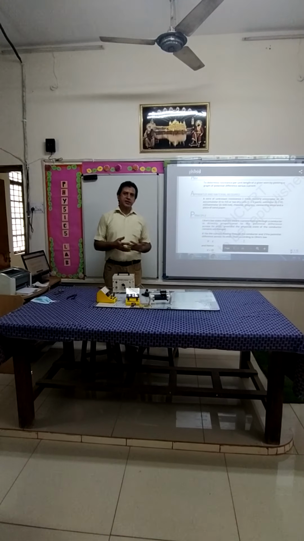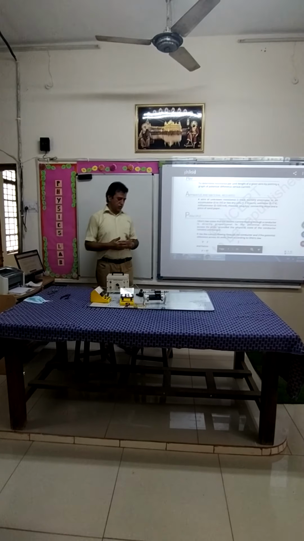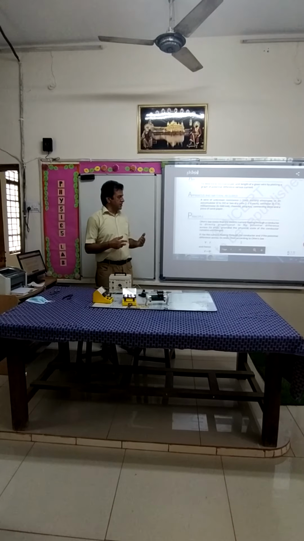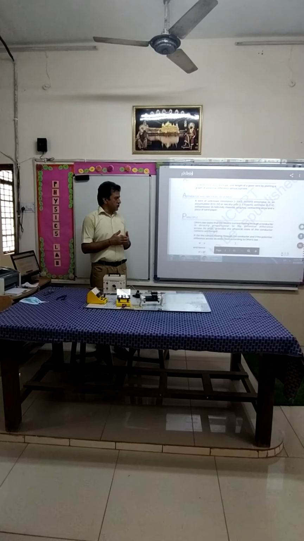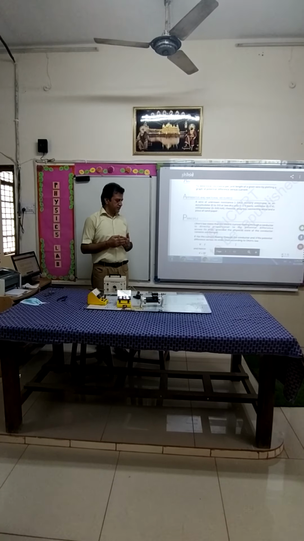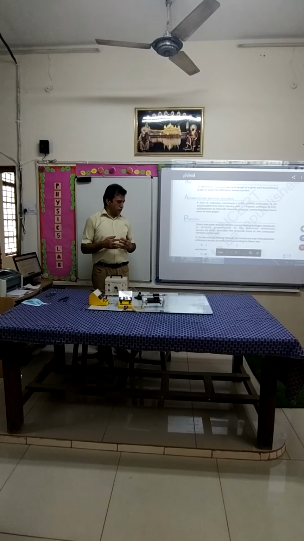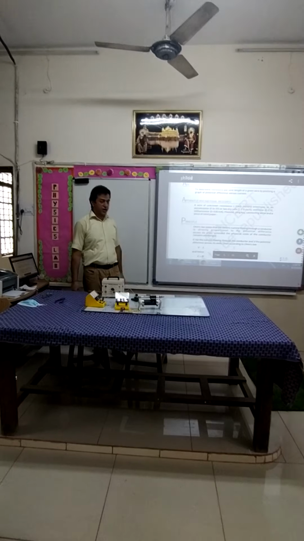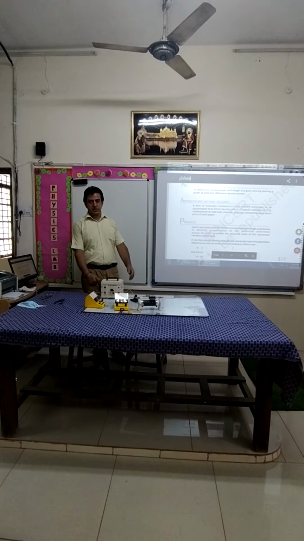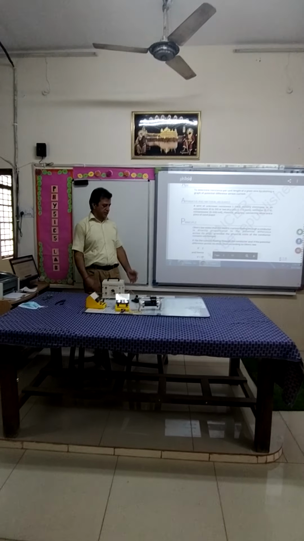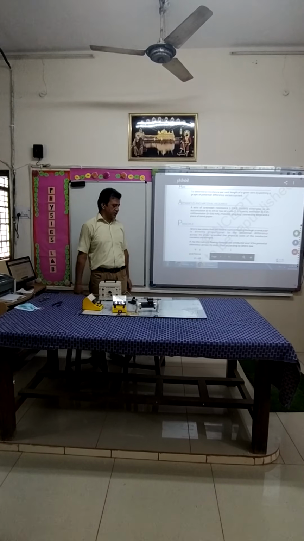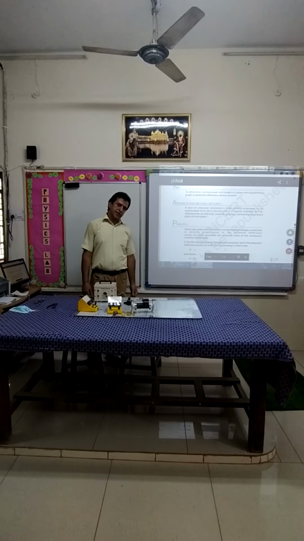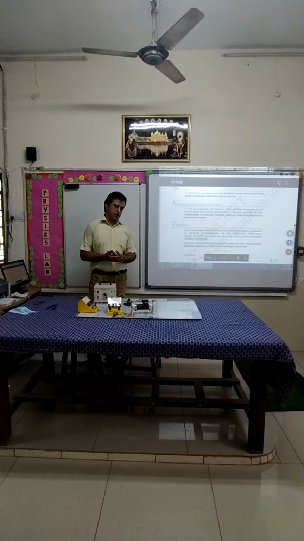We are already familiar with the statement of Ohm's law. It states that the current flowing through a conductor is directly proportional to the potential difference applied across its ends, provided the physical conditions of the conductor remain constant. Physical conditions like pressure and temperature should remain unchanged.